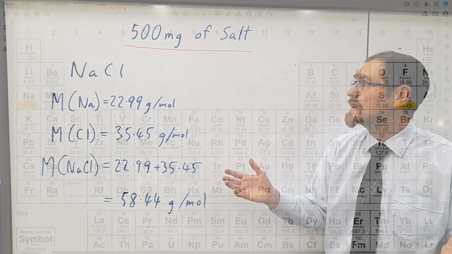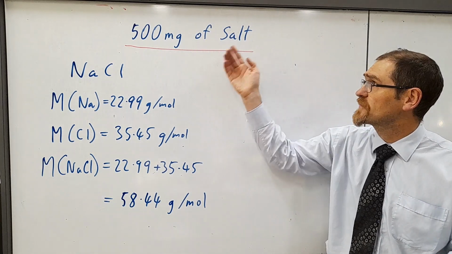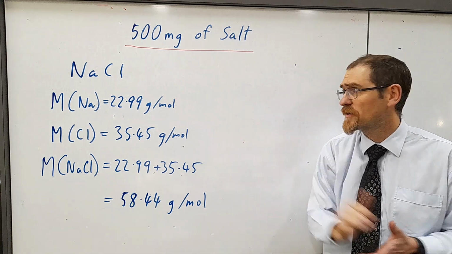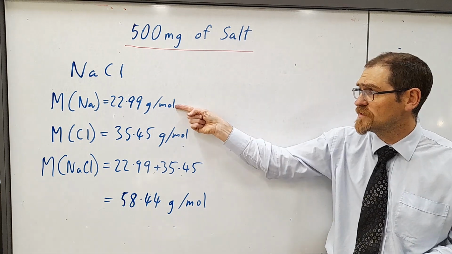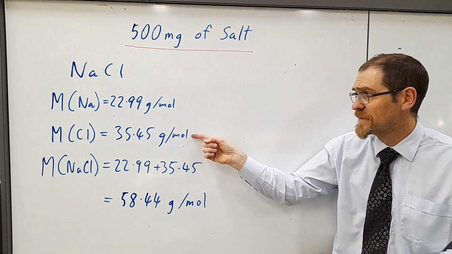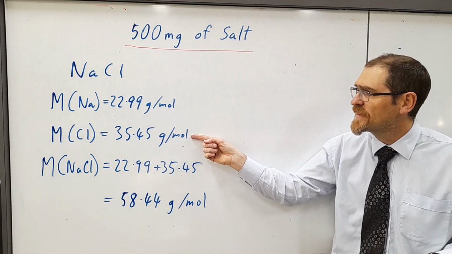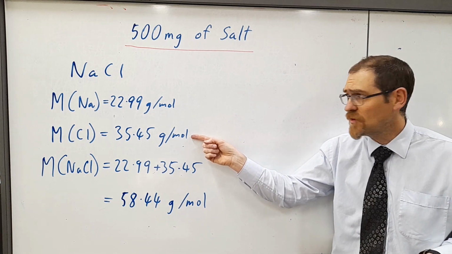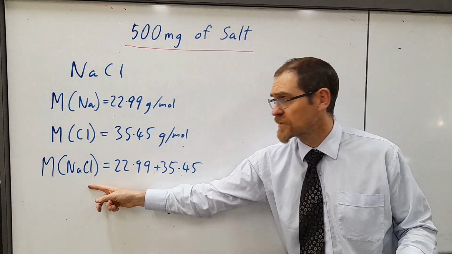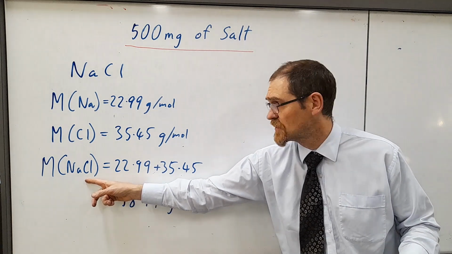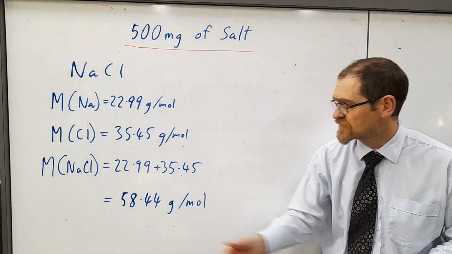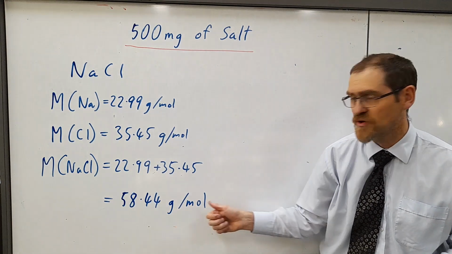So I want to know the number of moles in 500 milligrams of salt. So salt is sodium chloride, NaCl. I can use my periodic table to find the molar mass of sodium, that's 22.99 grams per mole. I can use my periodic table to find the molar mass of chlorine, that's 35.45 grams per mole. The molar mass of the sodium chloride ionic molecule, or the smallest unit of that ionic salt, is 22.99 plus 35.45, which equals 58.44 grams per mole.